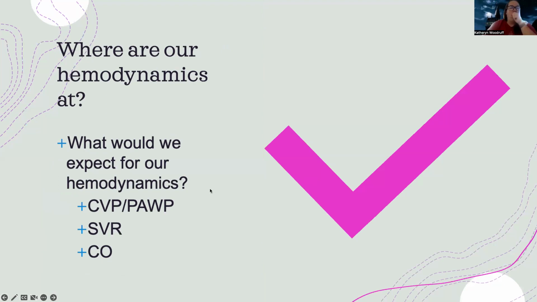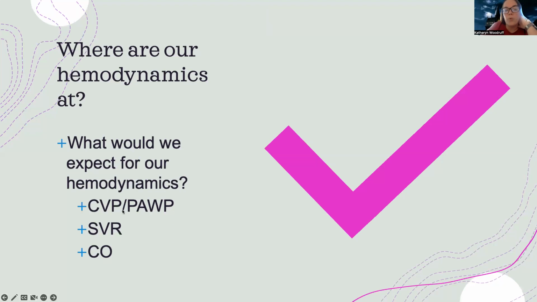So let's talk about where our hemodynamics would be at. What would we expect our hemodynamics to be? I have 3 sets of hemodynamics here. This first one is CVP and PAWP. What you should be thinking about is fluid status. What's my fluid status? SVR is my vessel status. How are my blood vessels doing? And then CO, or cardiac output. How is my heart pump doing?